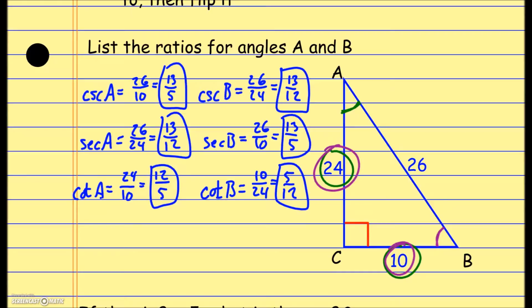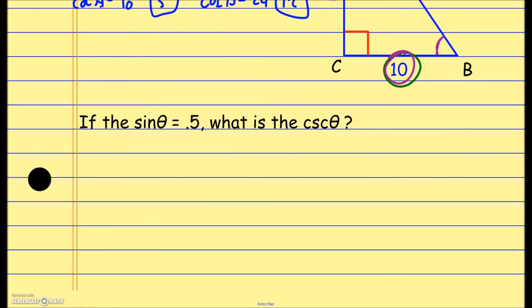Okay? So getting into some examples of these, really, the big idea between these examples is the only trig functions I have on my calculator are sine, cosine, and tangent. Those are the only trig functions that I have on my calculator, sine, cosine, and tangent. So really, when we approach these, if I have something like sine of theta equals 0.5, what's the cosecant of theta?